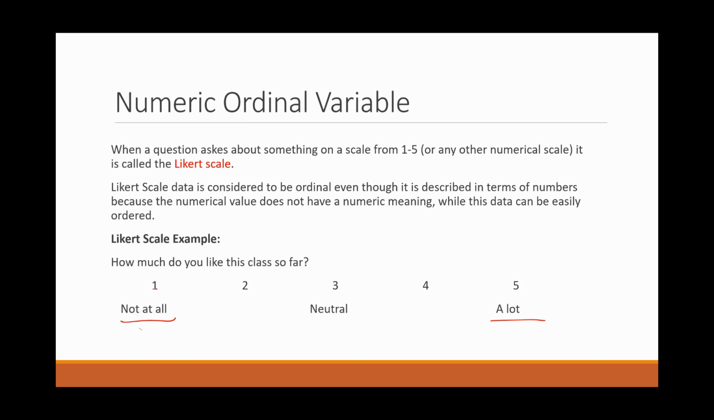Where the ordering matters. Okay, so it's numeric because we're using numbers, right? And it's ordinal because those numbers can be put into an order where the order matters. The order communicates information to us. We know that 5 is a greater amount of class satisfaction than 3. So the order matters. So it's numeric and ordinal. This is a common kind of data that you might run into.